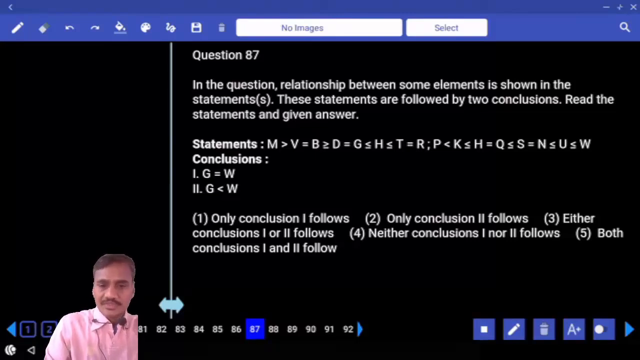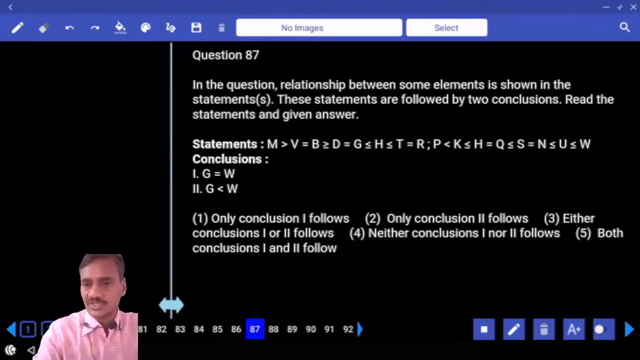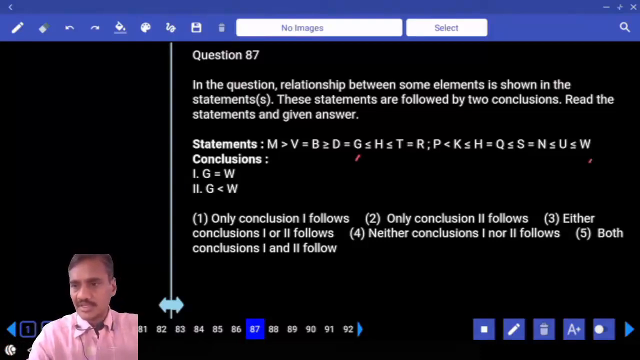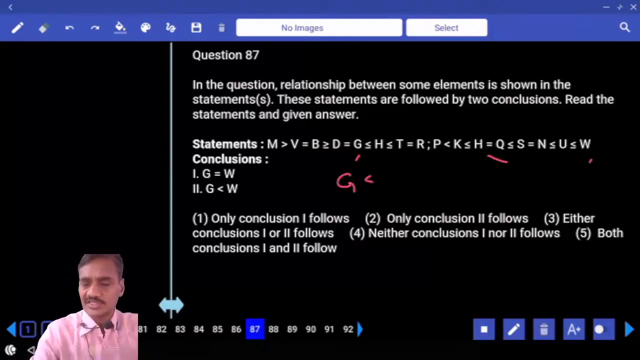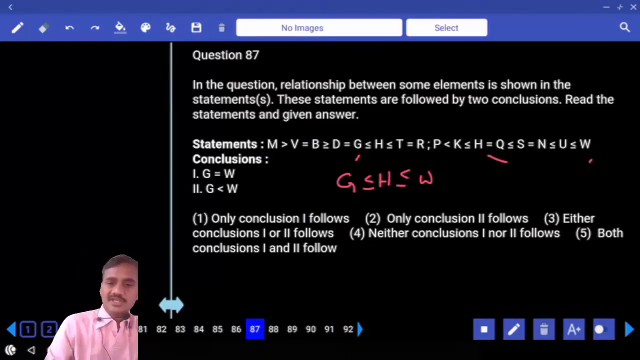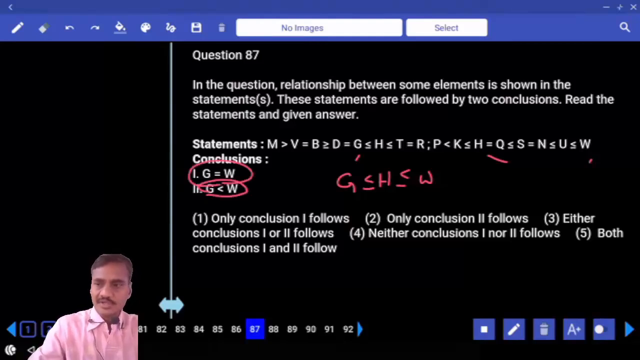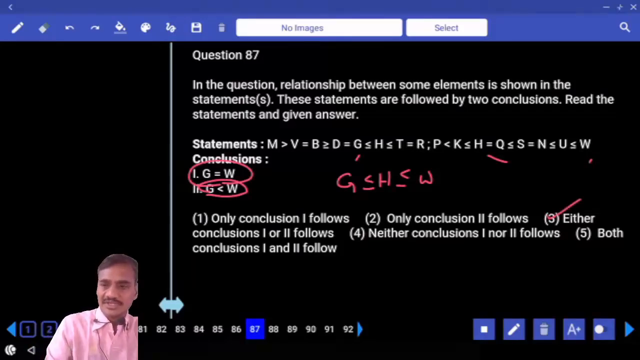Now in this one, the relation between G and H is here. And where is W? W is here. And which element is common here? H is common. Now G to H, G lesser than or equals to H. And at the same time H and W, H lesser than or equals to W. Isn't it? G lesser than or equals to H, lesser than or equals to W. G is either lesser than or equals. Either this or this. Either 1 or 2. Choice 3, question number 87.